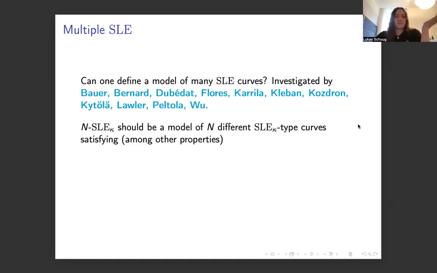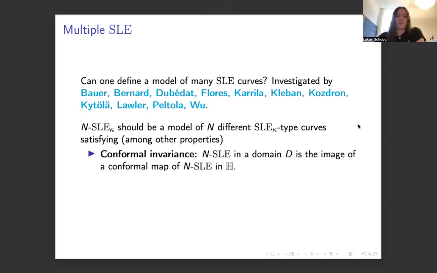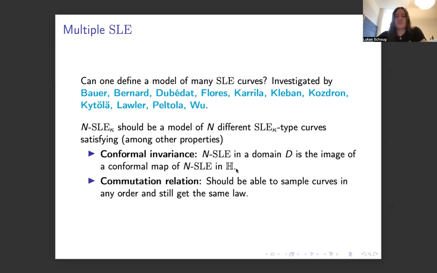And then the question is, what would be nice properties for these curves to satisfy? Well, a natural one, in view of just ordinary SLE, is the conformal invariance. So we should just be able to define it in some reference domain, which turns out to be the upper half plane here, also by virtue of this Loewner differential equation, and then conformally map it to any other domain. And there should also be a commutation relation, so that if you have this family of n different SLE curves, it should not matter in which order you actually sample the curves, you should get the same law anyway.